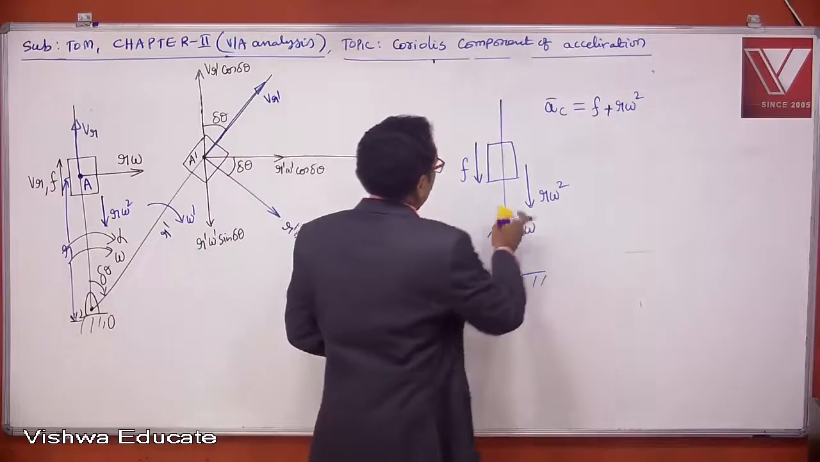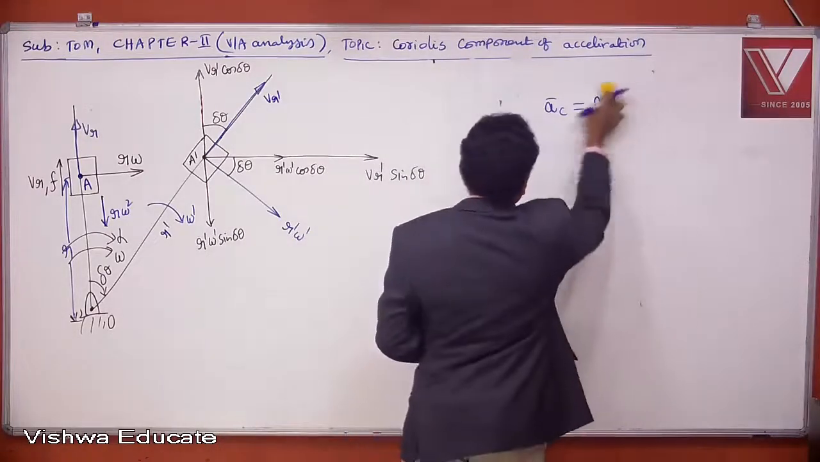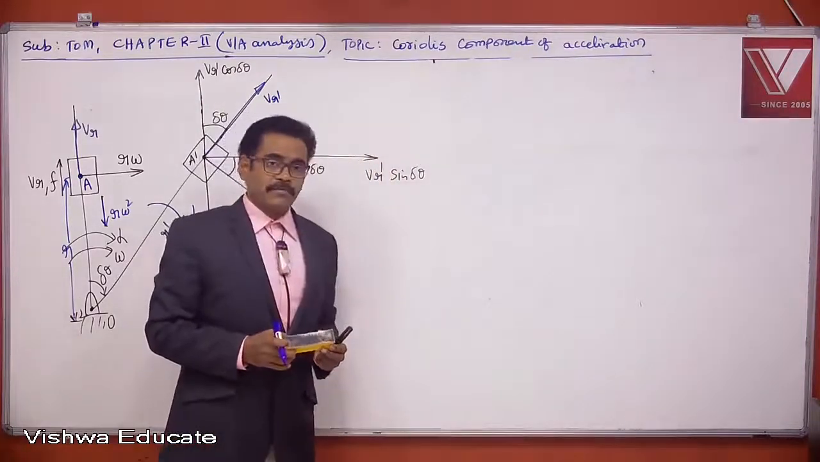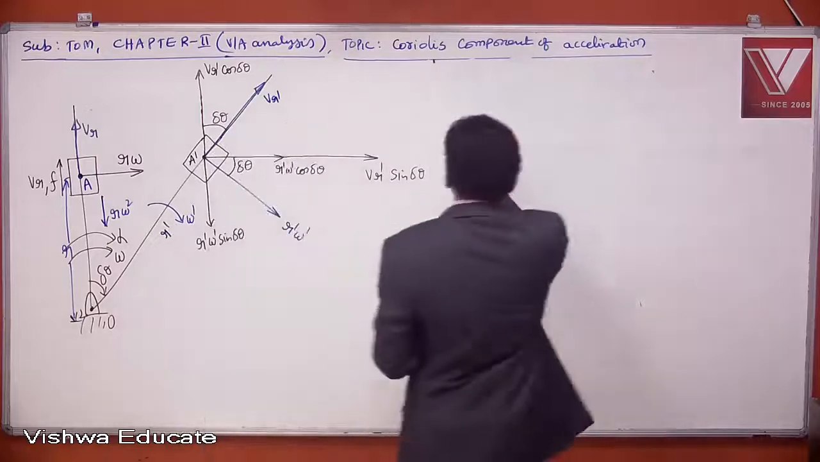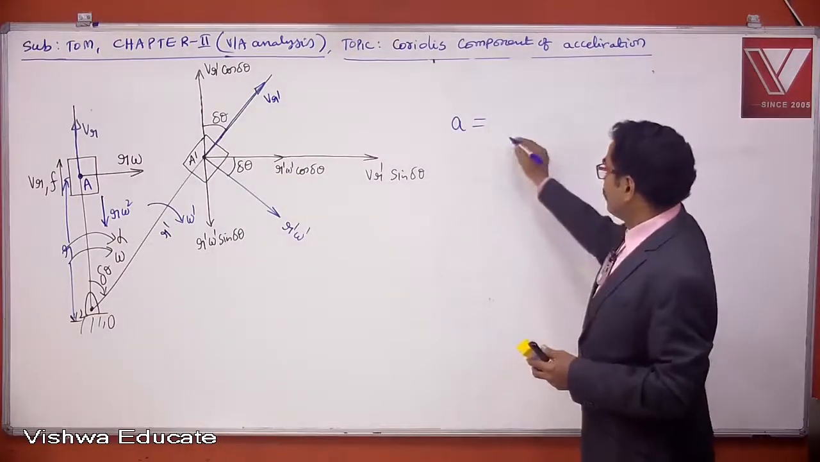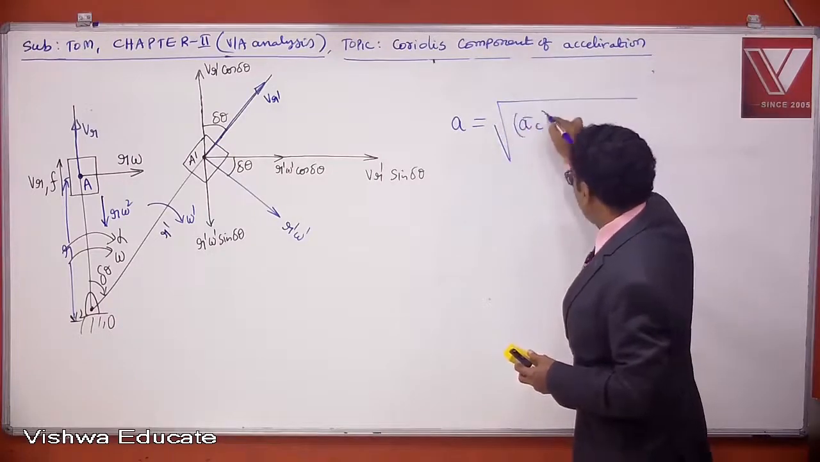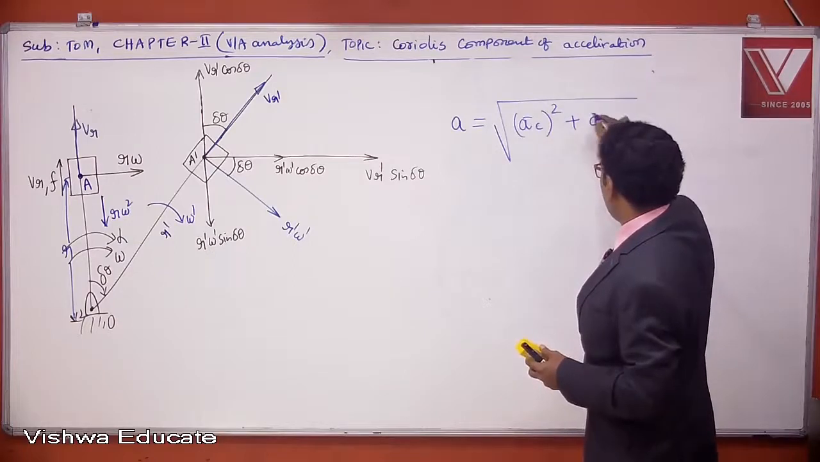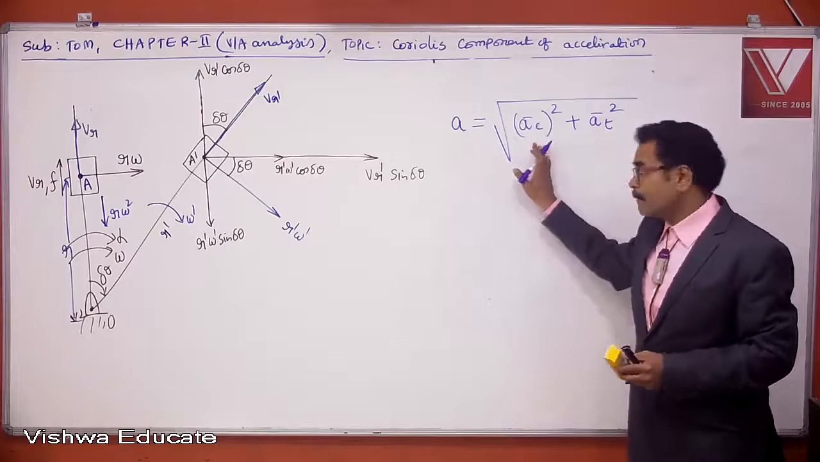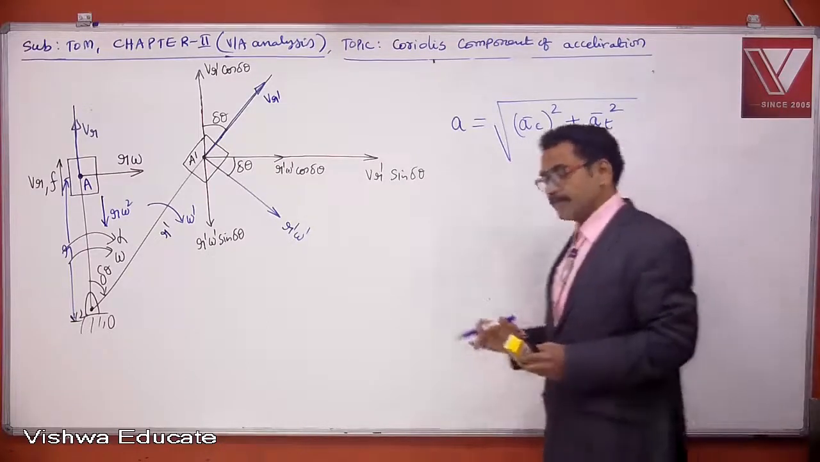Now, resultant acceleration of A. All of you write down resultant acceleration of A. So simply I am writing A here. A means total acceleration or resultant acceleration. So this is equal to A bar C square plus A bar T square. A bar C acts parallel to the link, A bar T acts perpendicular to the link. These are two mutually perpendicular vectors.